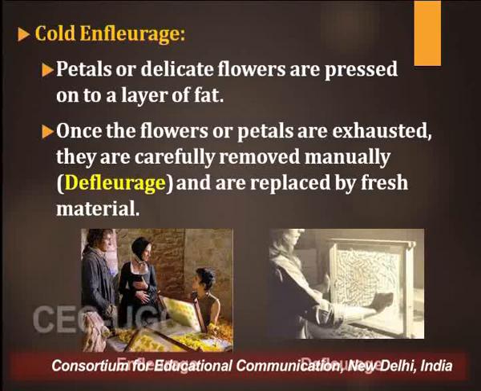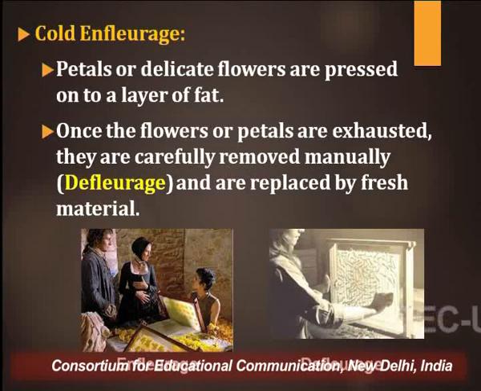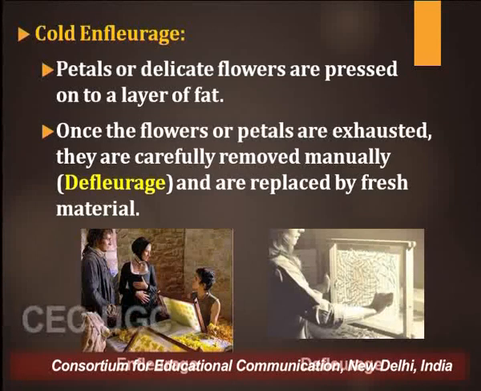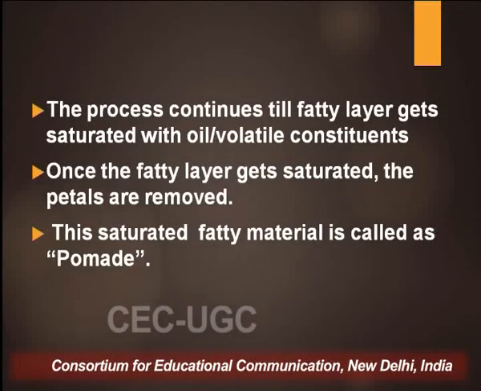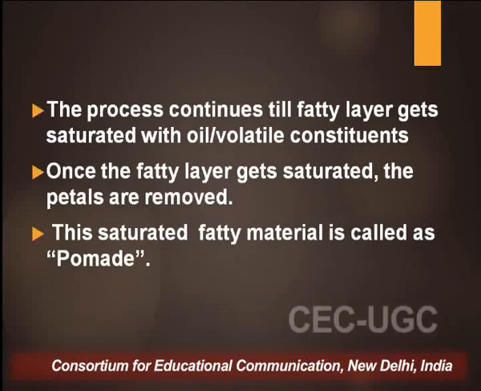Now once these flowers or petals are fixed on the fatty layer, the volatile components get absorbed in the fat layer and get exhausted. Once they are exhausted, they are carefully removed, and again this process is manual. This removal of the exhausted flowers or petals is known as defleurage, which you can see in the second picture, where a lady is removing the petals from the fatty layer. Once removed, they are replaced by fresh flowers or petals, and the process is continued till the fatty layer gets saturated with the oil or the volatile constituents.